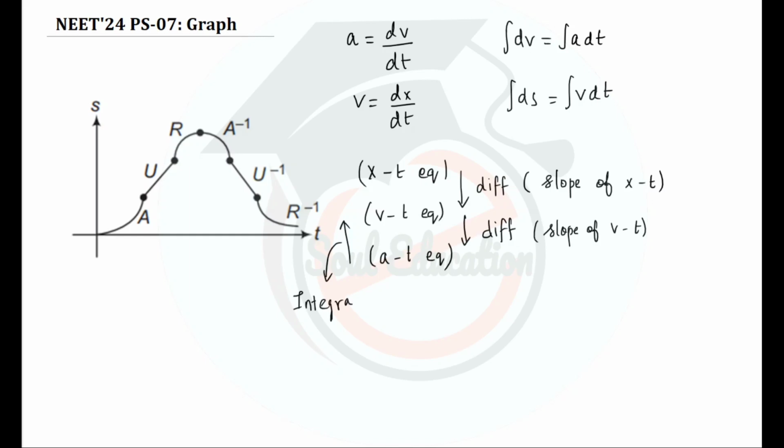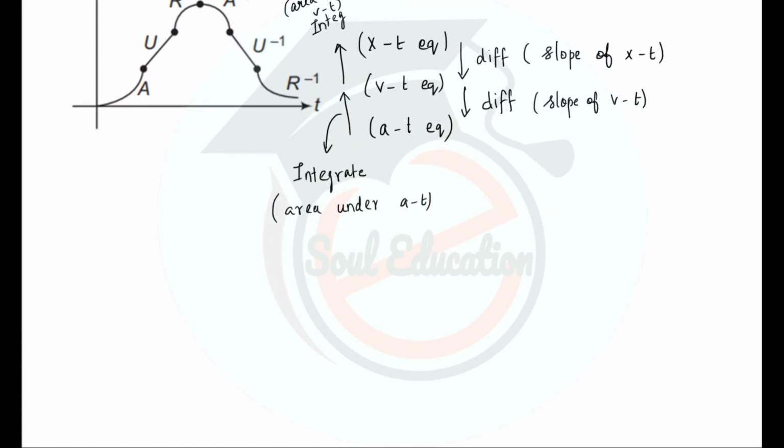We will do integration. Integration is nothing but the area under the at graph. Now to find xt from vt, we need to do integration. Integration is nothing but the area under the vt graph. Understood? What is important is which direction we are going. Now, looking at it in more detail, this is my xt equation, this is my vt equation and this is my at equation.